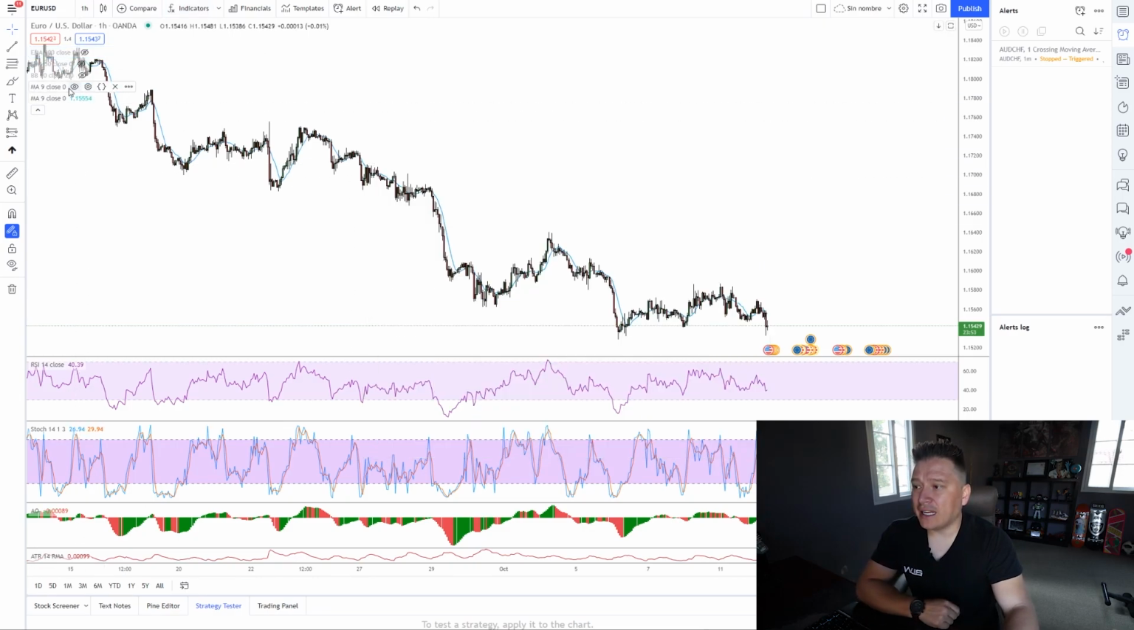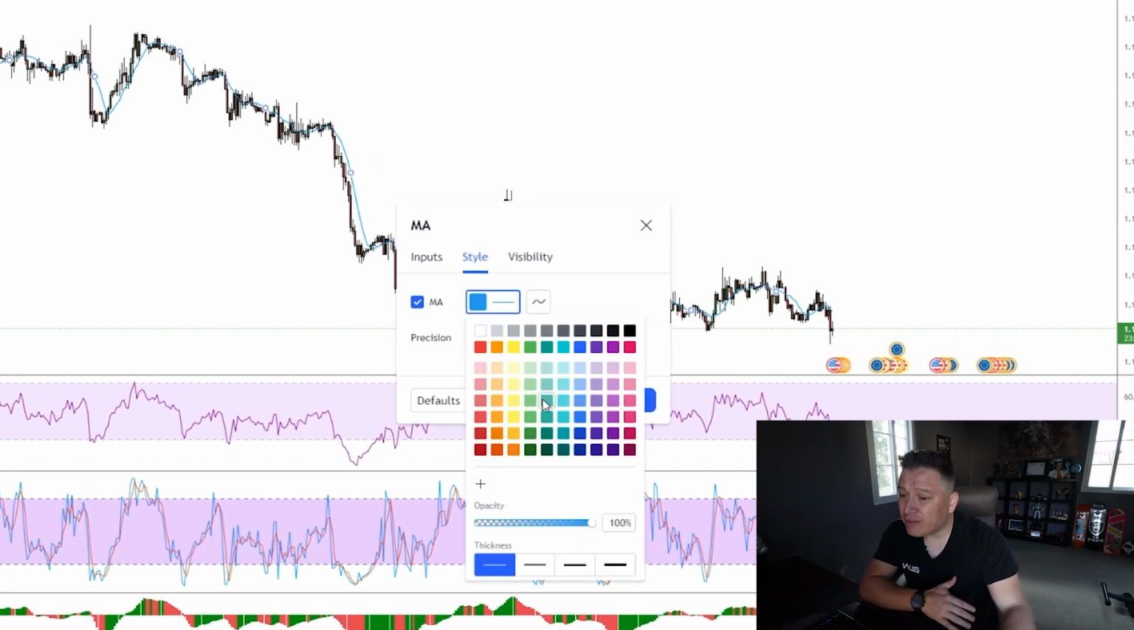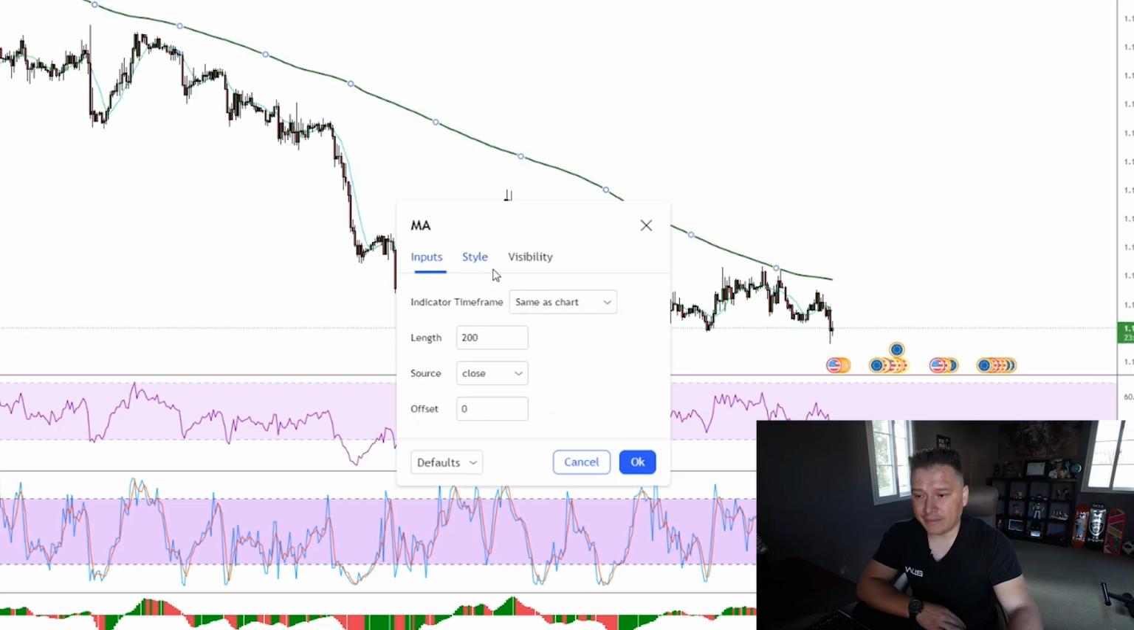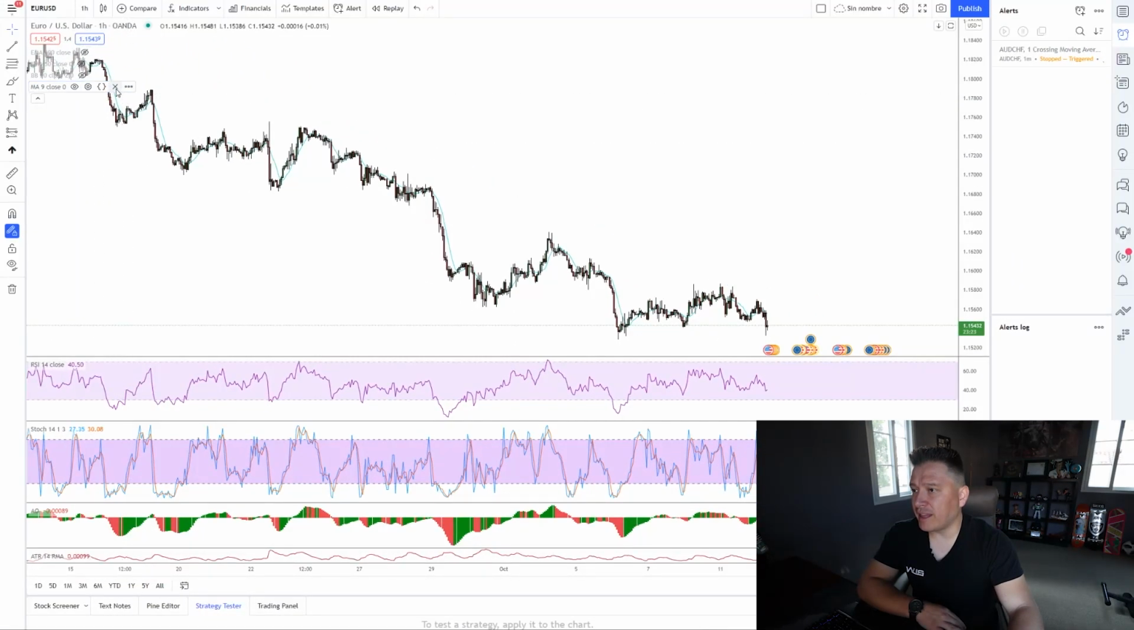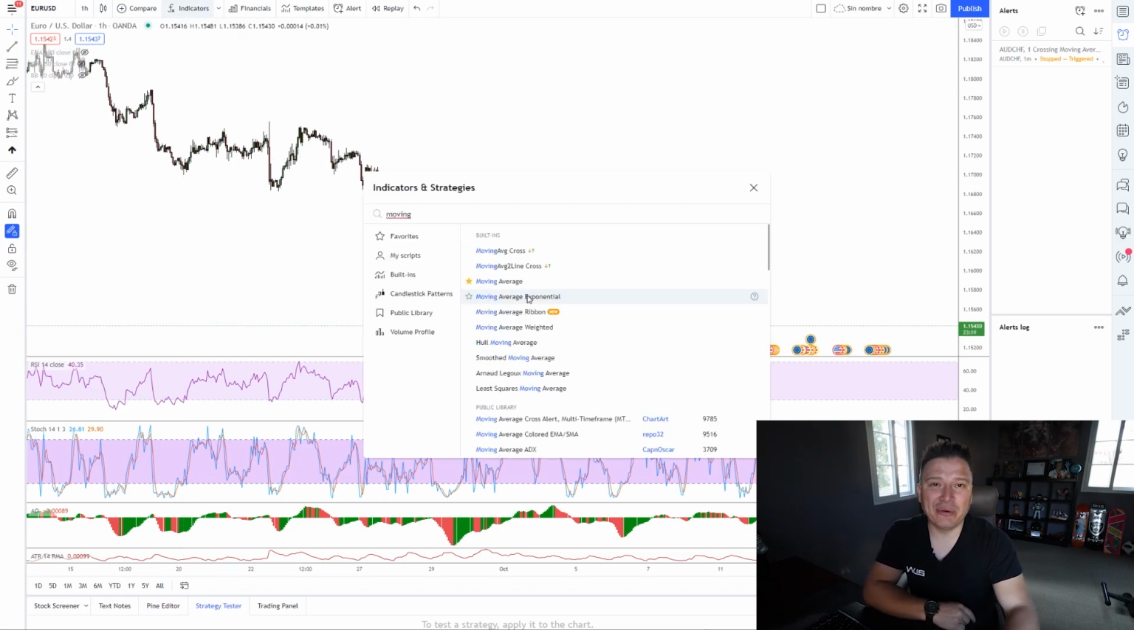So when you add them, you go to this tool or setting box and you select the color. Whatever color you want is fine. That doesn't make a difference. I would just suggest you make it a little bit thicker, and then go ahead in the inputs and change it to the period of 200 and change it to SMA. Okay, I just made a mistake and I'm sorry about that. You need to go to indicators again and type in moving average, and here you will need to choose it this way right here. Let me add it to my favorites.